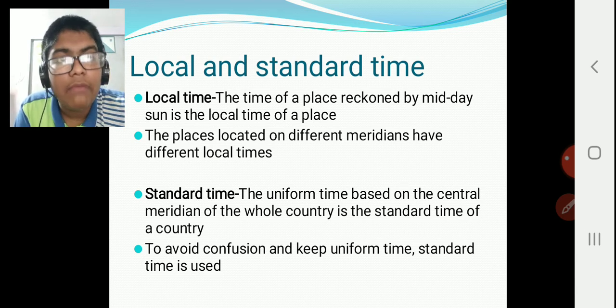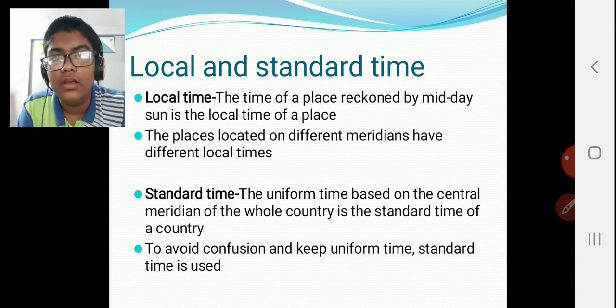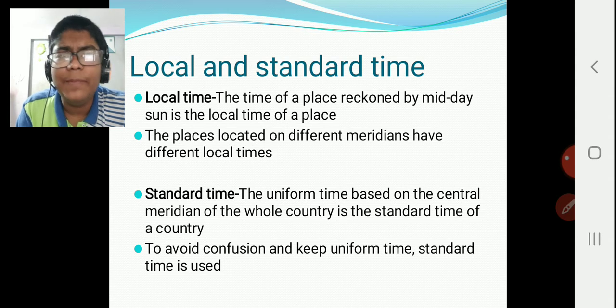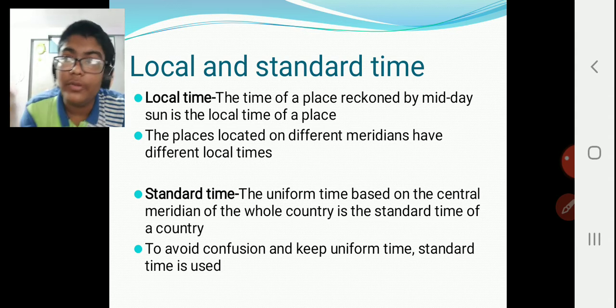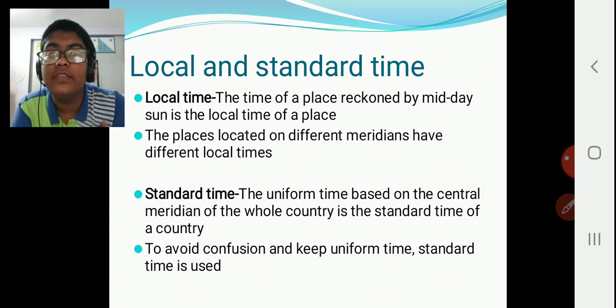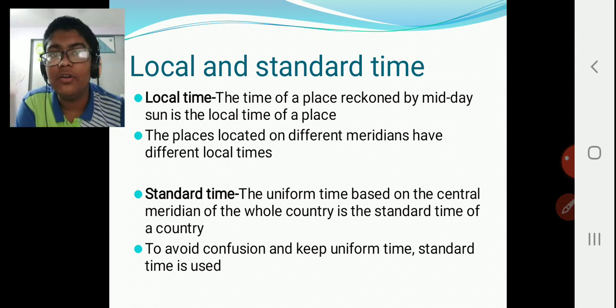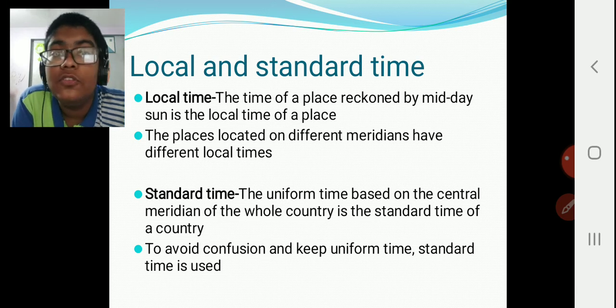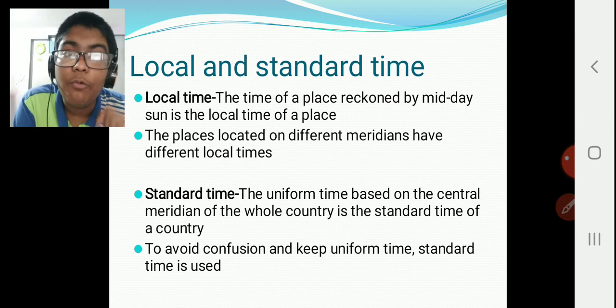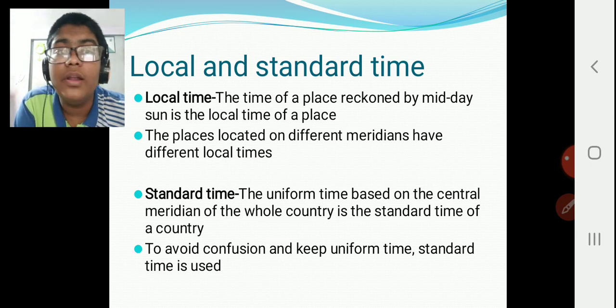Now if you go to Bengal, at that time it may be some other time. It is not specific that it is going to be noon over there, because the sun has already gone there and now it has come over here. So this can lead to confusion of time. To avoid this confusion of time, local time is not used, but there is standard time.